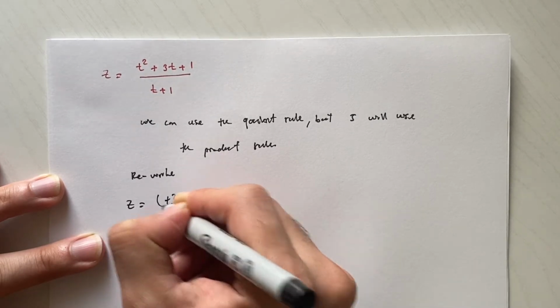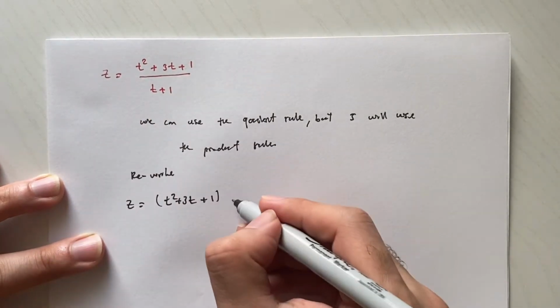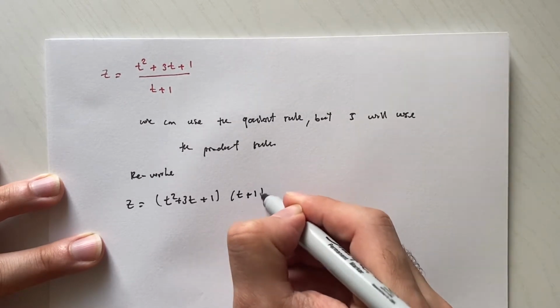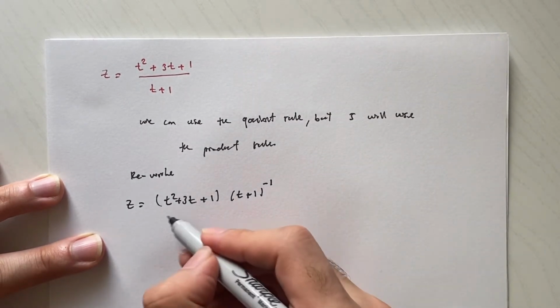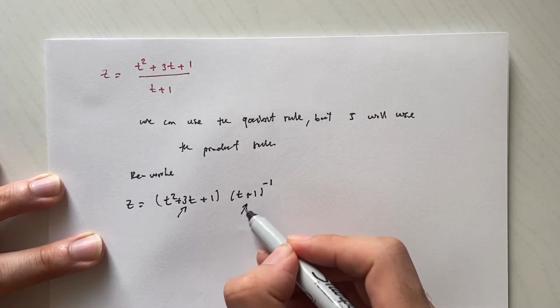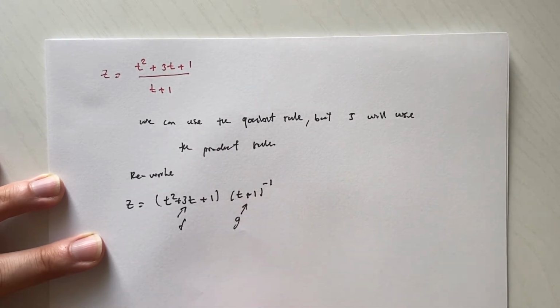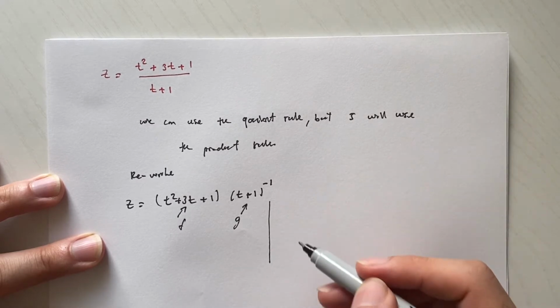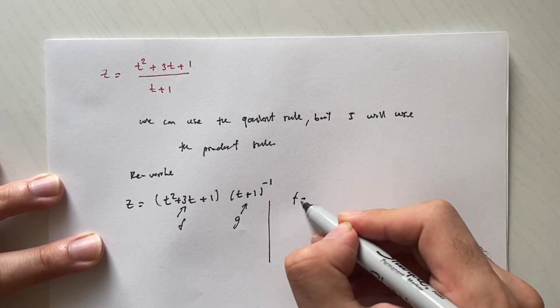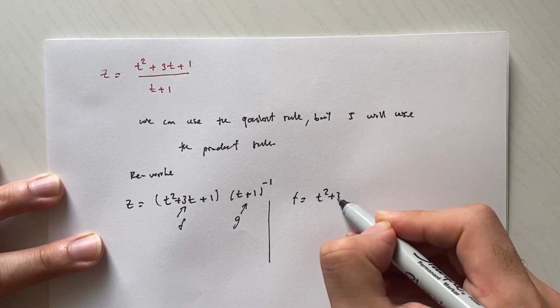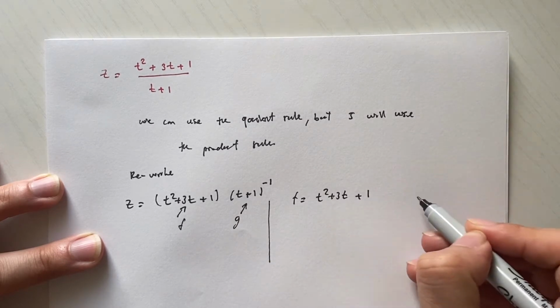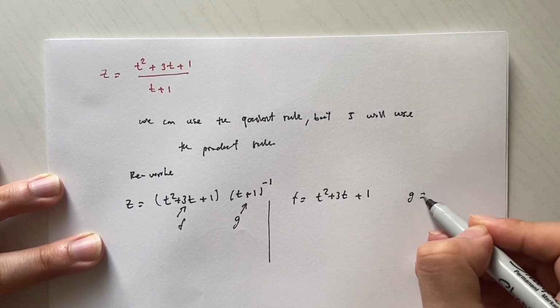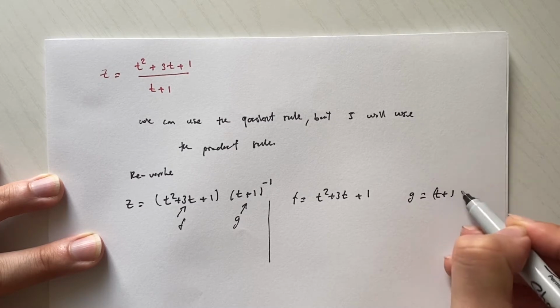So what I'm gonna do, I'm gonna write z so that I can use the product rule. So I bring the bottom up and the power is -1, and then I assign the first one to f and the second one to g. So again, f will be t squared plus 3t plus 1, and g function gonna be t plus 1 all to -1.